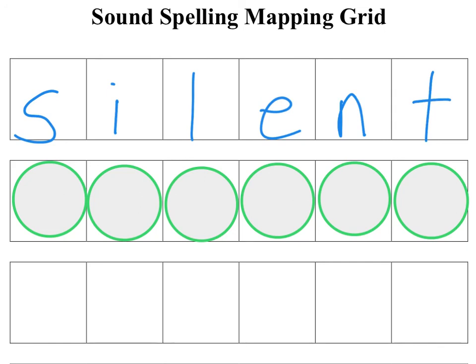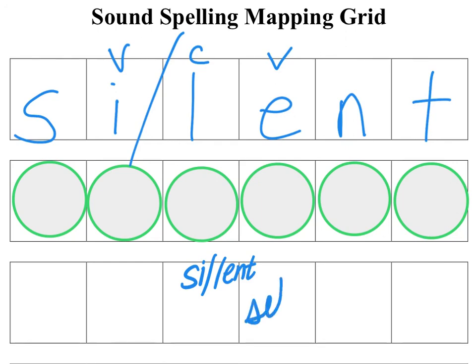So let's check the pattern. Vowel, consonant, vowel. And I hear si-lent, silent. So I know I'm doing it before the consonant to give me that long vowel sound. So when I write it, silent. Here it is in cursive, silent. Those are our words for today. Good job, third graders.